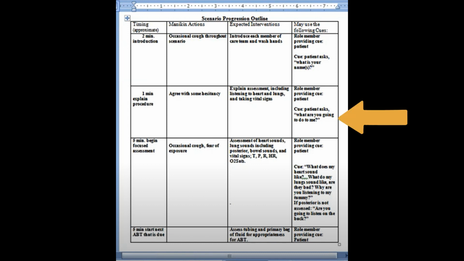The nurse should explain the assessment so that the patient knows what to expect. Once the assessment has started, the nurse should explain each step. The virtual patient will cue the nurse in the event something was missed.